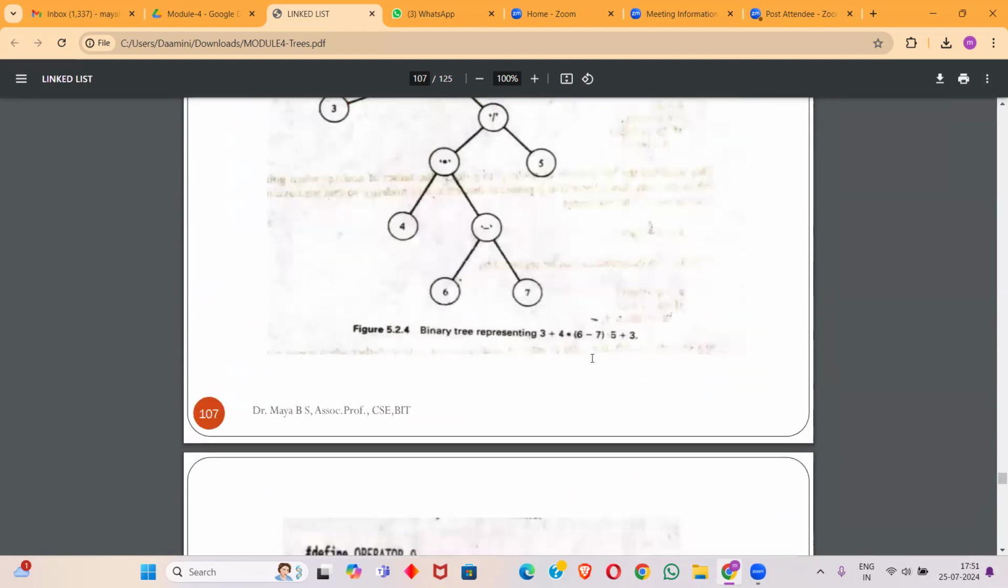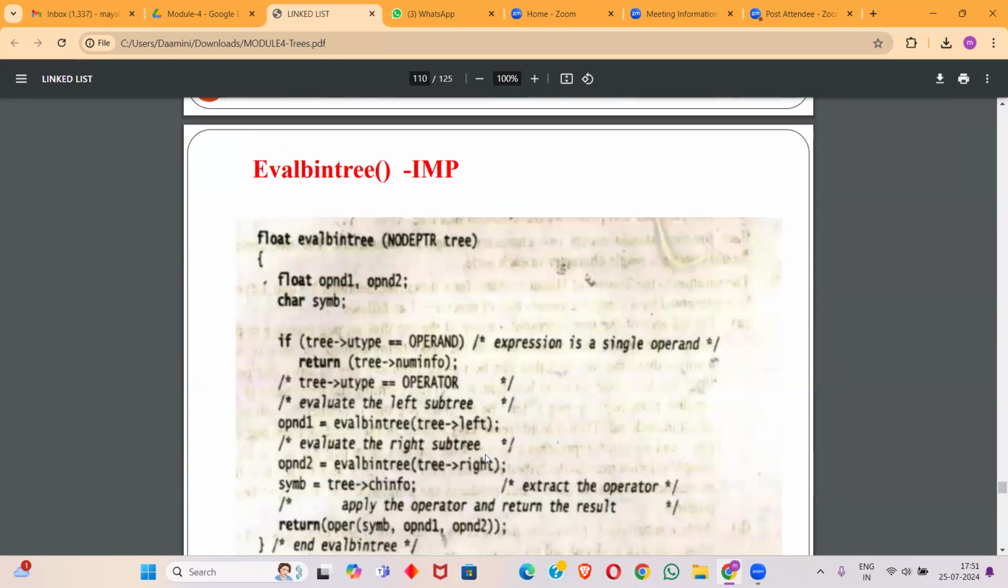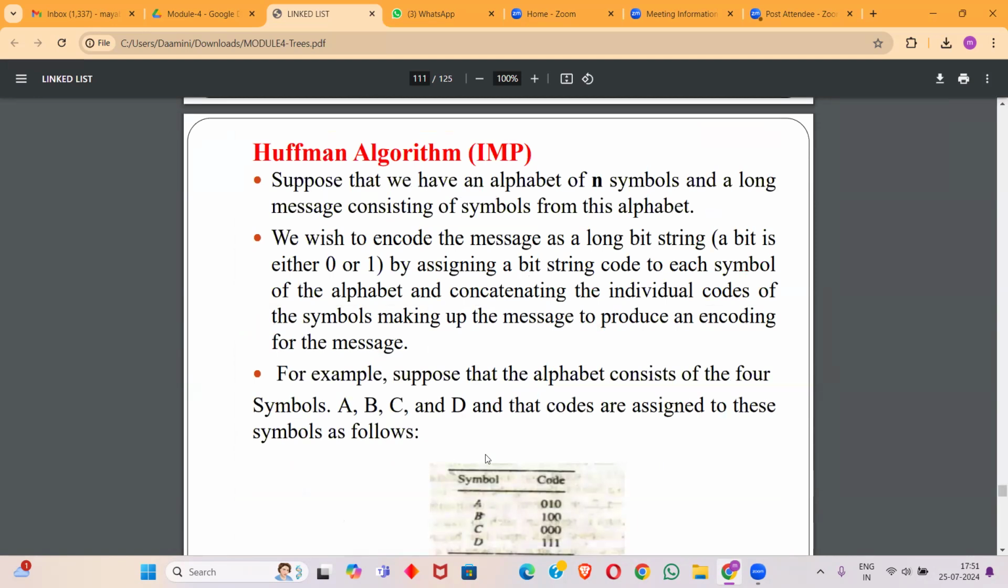Next, there are two concepts left out that we told the class we would cover. One important concept is the Huffman algorithm. The Huffman algorithm comes under the design and analysis of algorithms, in the same way as Prim's and Kruskal's algorithms. You need to cover it for the syllabus. We have one more algorithm.